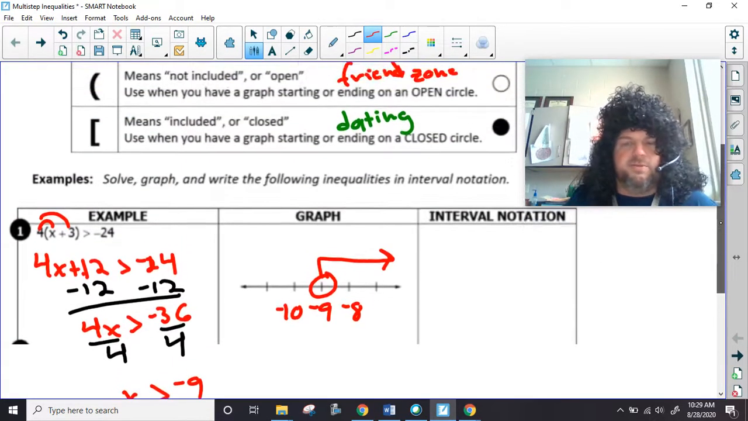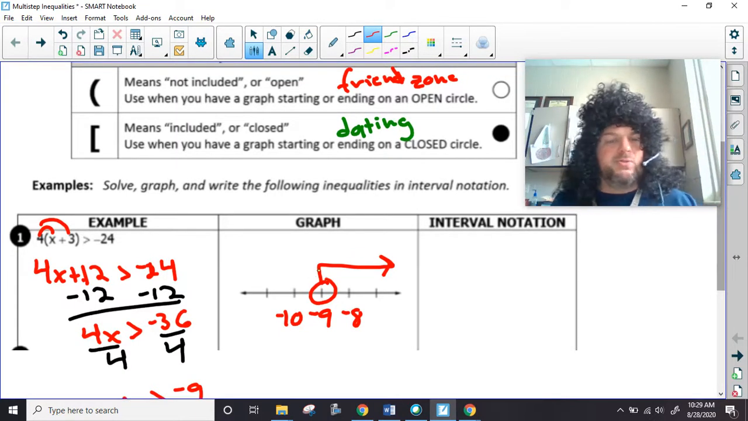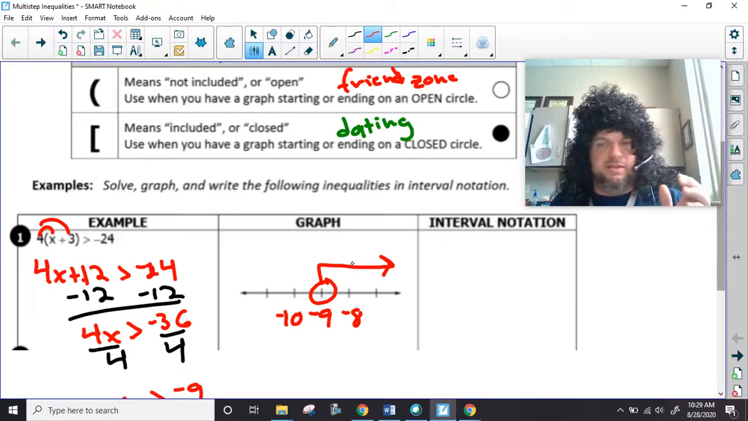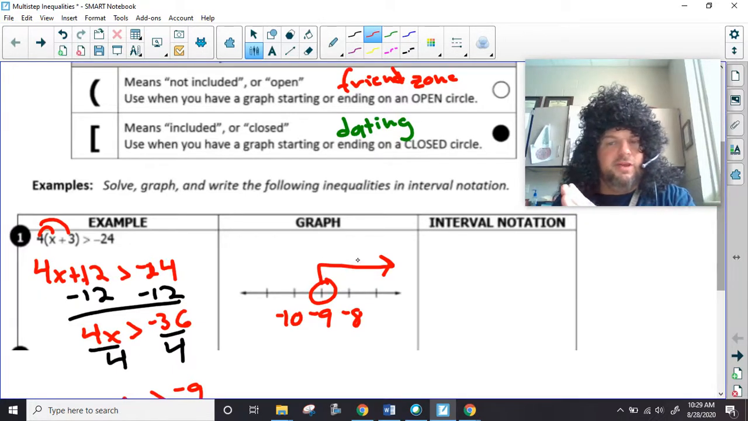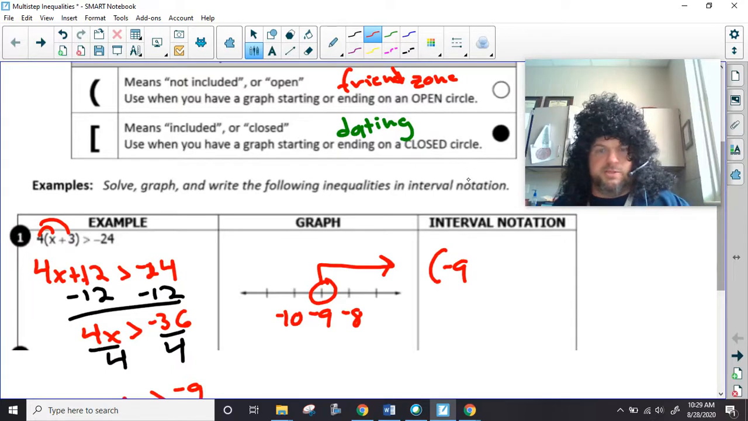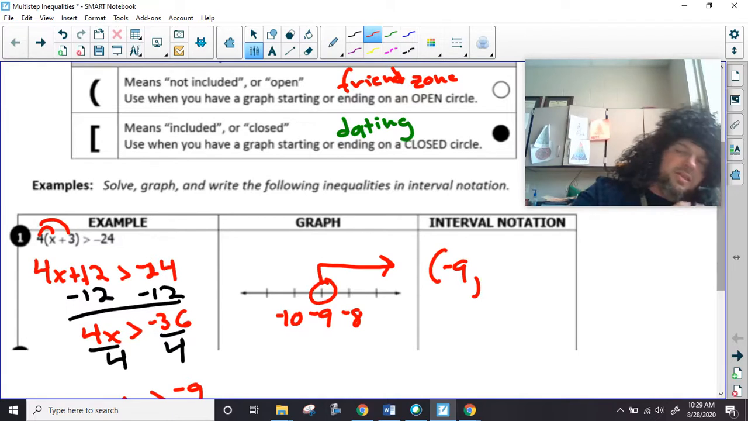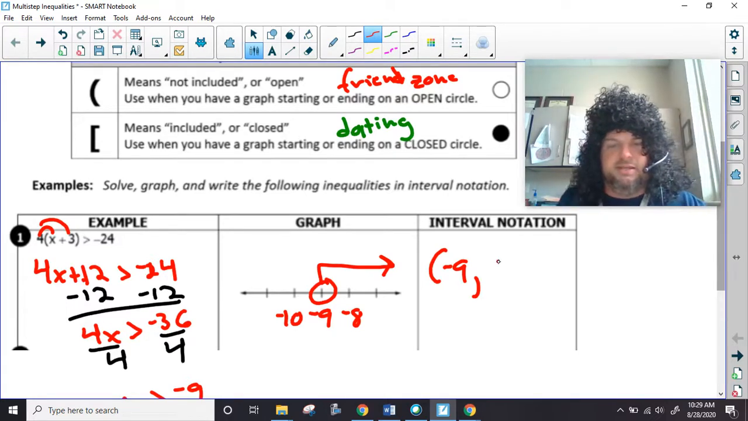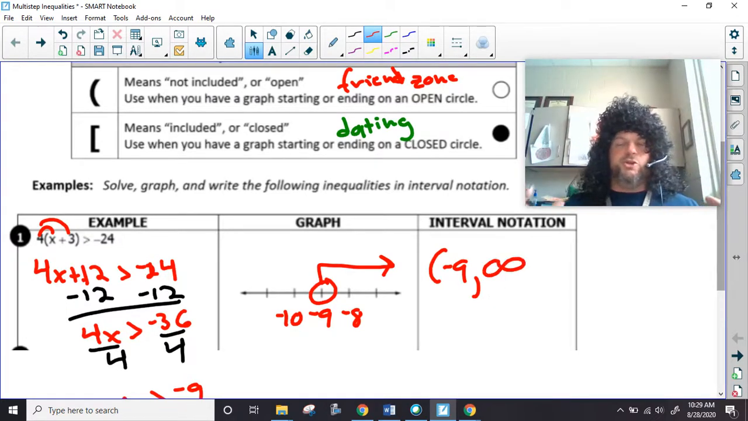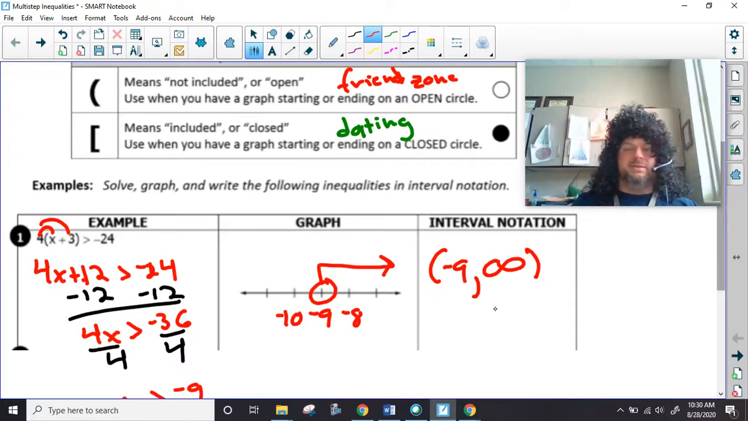Now, for interval notation, think about it. Interval notation is like bookends, okay? So as we read this graph from left to right, we have a negative 9 with a parenthesis because it's an open circle, friend zone. Now this goes all the way to infinity. Think about it: can you include infinity? Is infinity one certain number? No. So it gets a parenthesis.